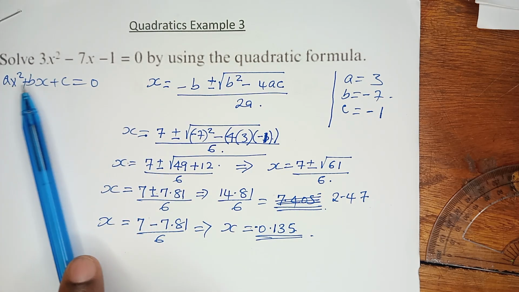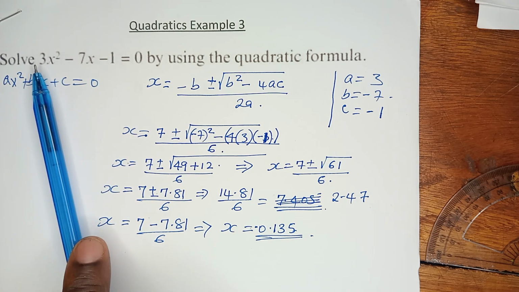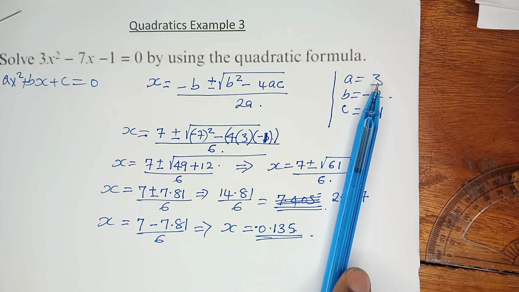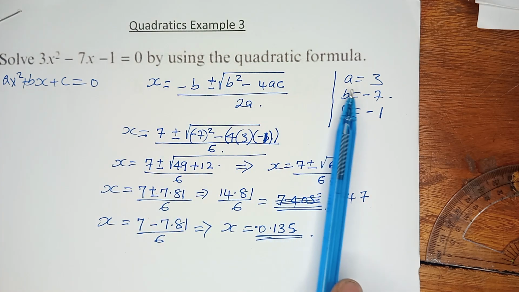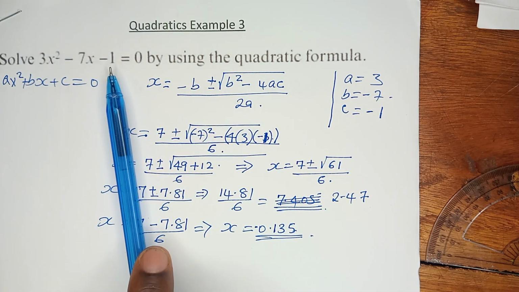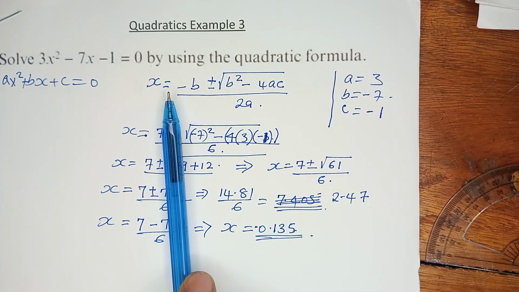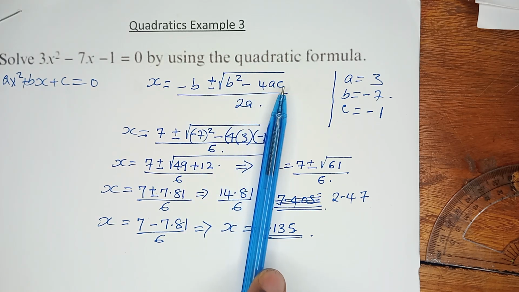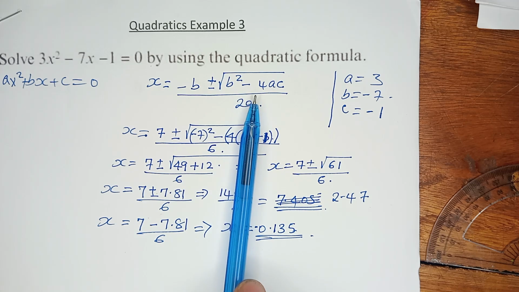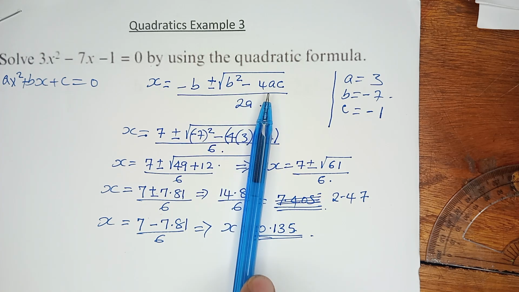is ax squared plus bx plus c is equal to 0, where our a is 3 as seen here, our b, as you can see, is -7 as shown here, and finally our c is -1 as indicated here. We know the quadratic formula is simply x is equal to minus b plus or minus the square root of b squared minus 4ac, and everything over 2a. Now we need to substitute in the formula and solve the question.